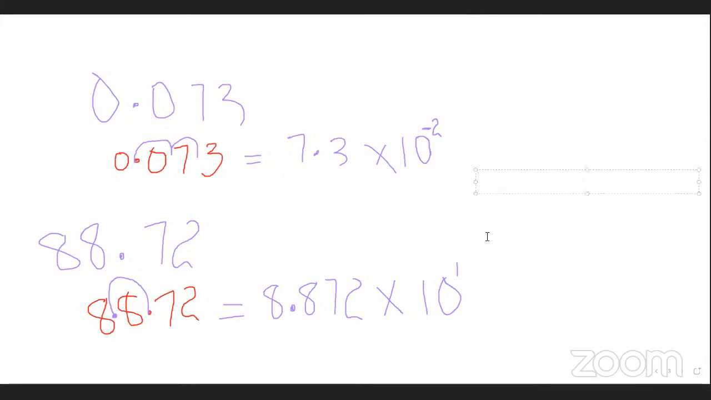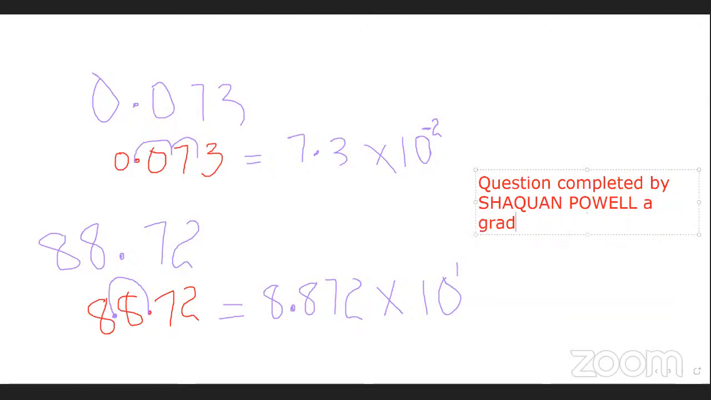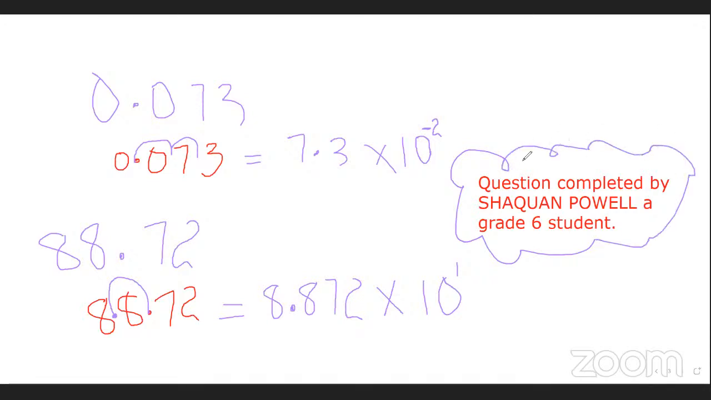And let me just sign this for Shaquan. Question completed by Shaquan Powell, a grade 6 student. All right, well done, Shaquan. Absolutely amazing. So this question, as you can see, was completed by Shaquan Powell, a grade 6 student. Beautiful. All right, well done, Shaquan.